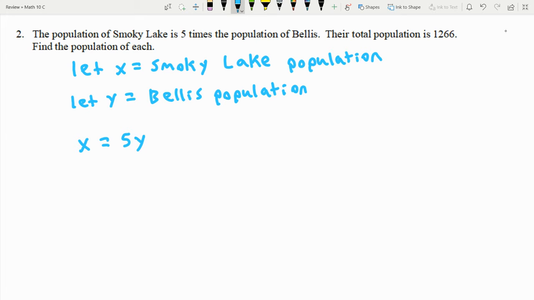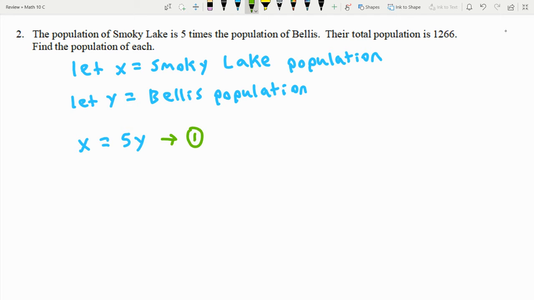5Y. And the reason I interpret it this way is because, like I said, I know the population of Smoky Lake, which is X, is 5 times the population of Bellis. What that means is that I have to take the population of Bellis and multiply it by 5 in order to have around the same population as Smoky Lake. So that's why I went X equals 5Y. So that would be my first equation.